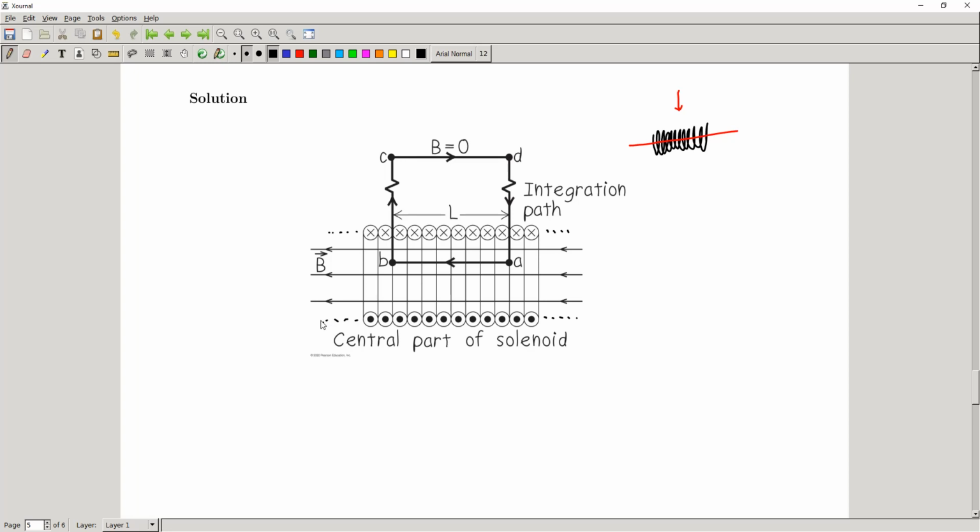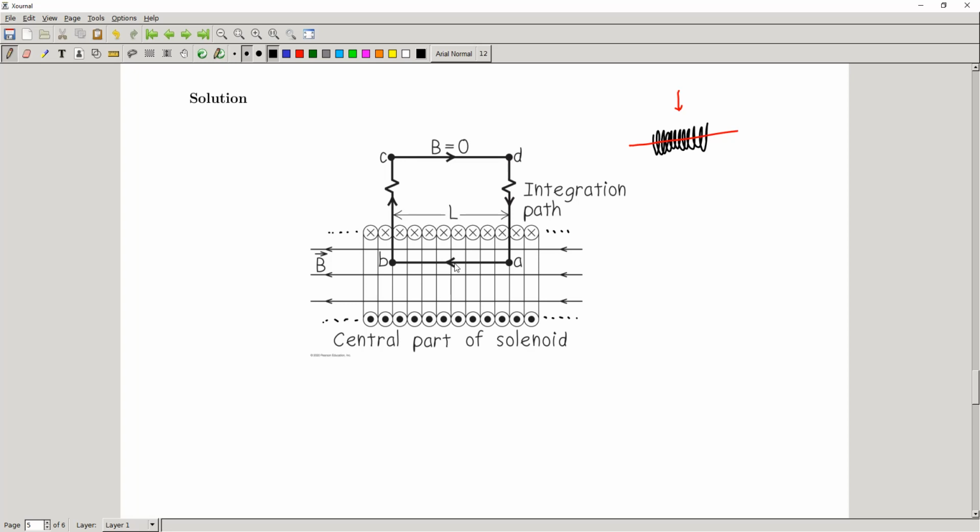But we're interested in finding the magnetic field inside this solenoid, and we know that if this solenoid is super long and very tightly wound, well, this magnetic field inside here is basically uniform everywhere in the cavity. Okay, and because of this, this is going to make our calculation much easier.